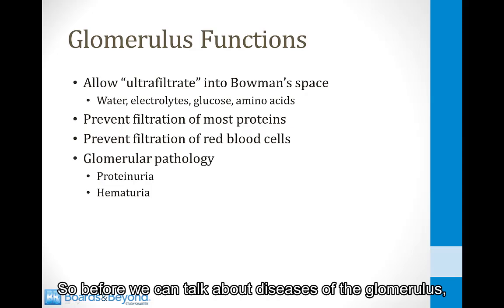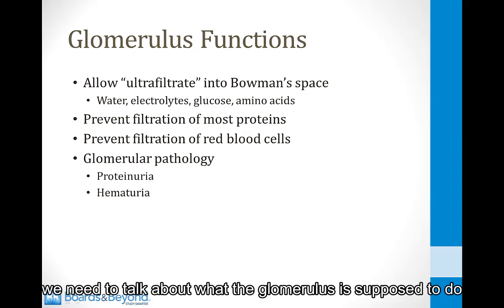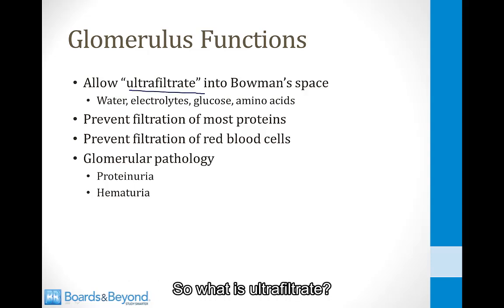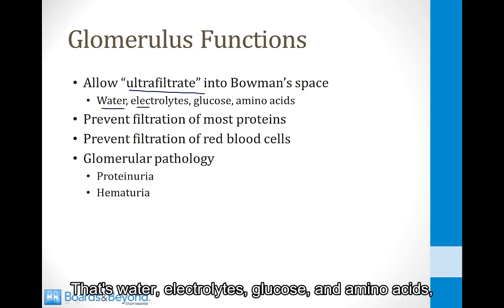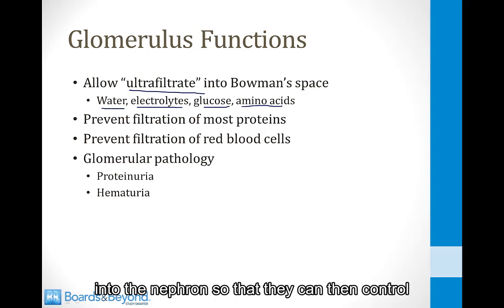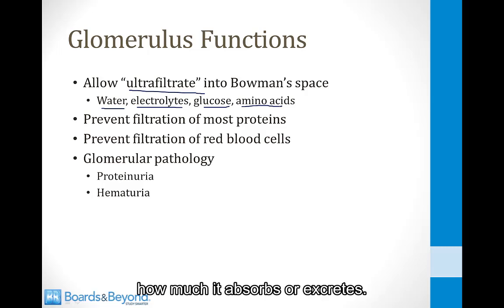So before we can talk about diseases of the glomerulus, we need to talk about what the glomerulus is supposed to do under normal conditions. The glomerulus's job is to allow ultrafiltrate into Bowman space. So what is ultrafiltrate? That's water, electrolytes, glucose, and amino acids, all the things that the kidney wants to allow into the nephron so that it can then control how much it absorbs or excretes.